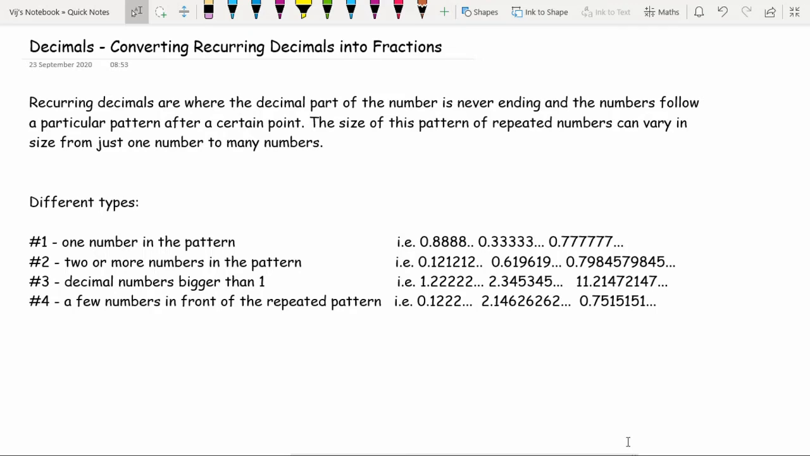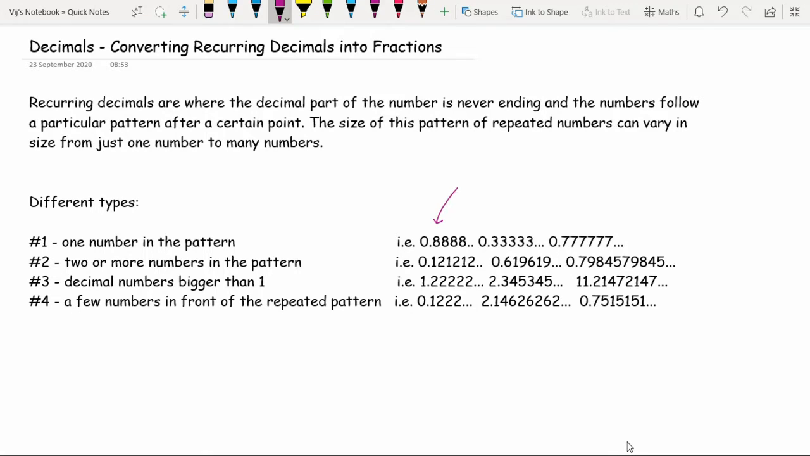So if we go through the different types of recurring decimal numbers you can get, I've categorized it into 4 sections. There may be more, but this is how I've done it. The first one is when there's one repeated number in the pattern. For example, we can see here that we've got 0.888 and the 8 just goes on forever.